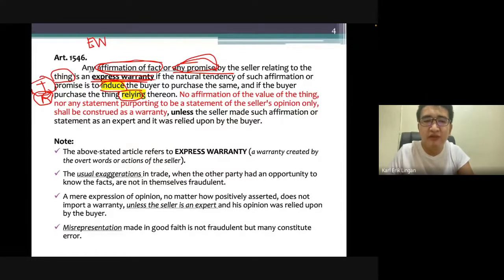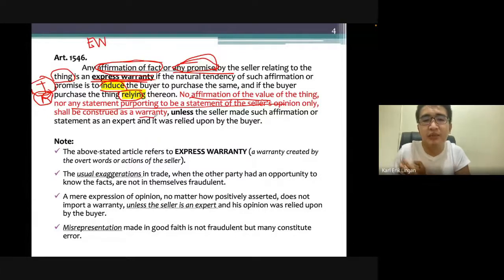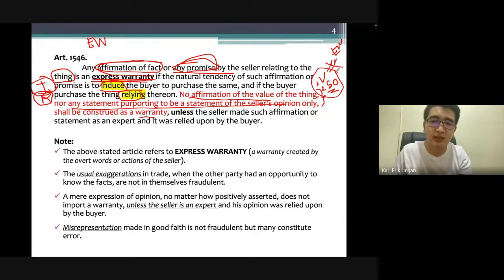No affirmation of the value of the thing or any statement purporting to be a statement of the seller's opinion only shall be construed as warranty. Let's stop there. Meaning, itong first phrase na binasa ko, if it's merely an affirmation of the value of the thing or merely a seller's opinion, hindi siya express warranty. It's not an express warranty. Basta ang affirmation mo is with regards to the value, yung presyo of the thing. Wala ka namang ginagaranty doon. Wala ka namang winawaran doon.